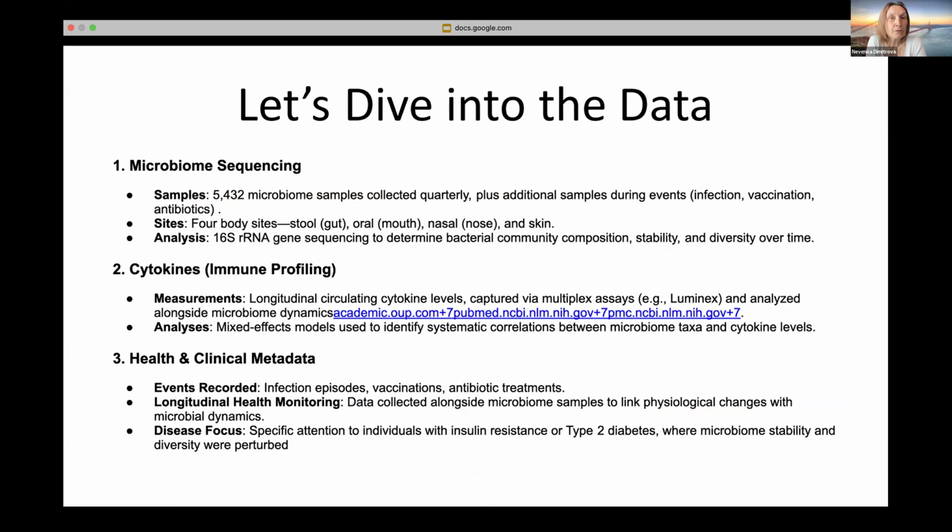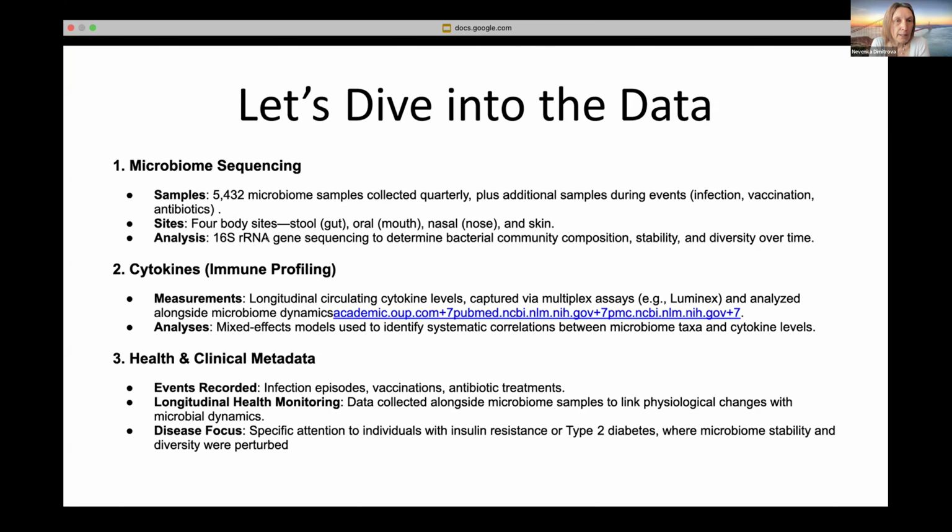So let's dive into the data. I'm sure you have downloaded it, and some of you have already started to build your models, but let's go through this. So we have 5,432 microbiome samples, which are taken quarterly as well as during events like infection, vaccination, antibiotics, so before and after the event, so we can see the deviation from normal.